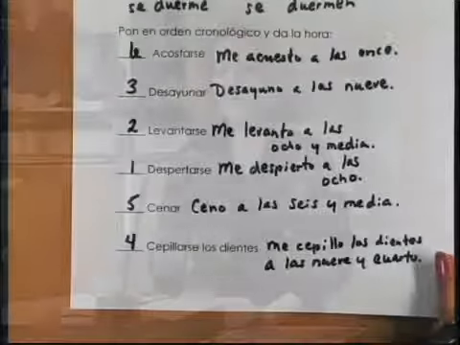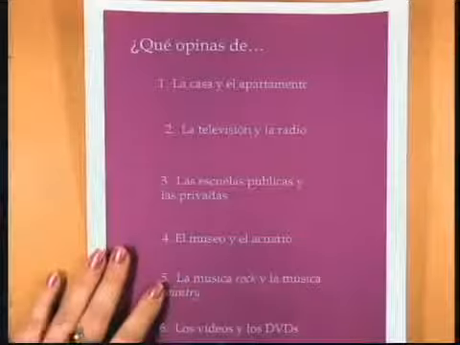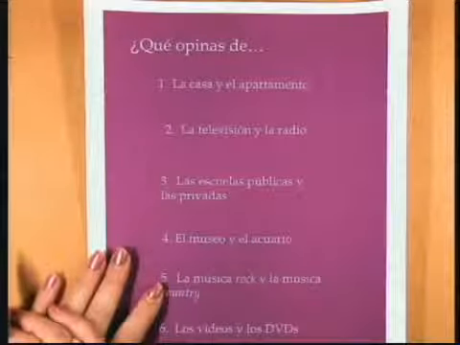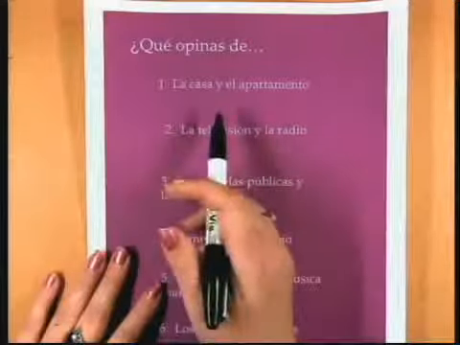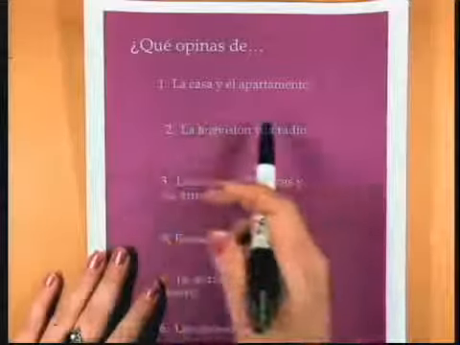Ahora vamos a hacer comparaciones. Now we're going to do some comparisons again. Remember, we learned the formula was más plus the adjective plus que, or menos adjective que, o tan adjective como. So más que, more than, menos que, less than, and tan como, as much as, or as. Okay, ¿qué opinas? What does that mean? That means, what is your opinion? ¿Qué opinas de la casa versus el apartamento? The house versus the apartment.